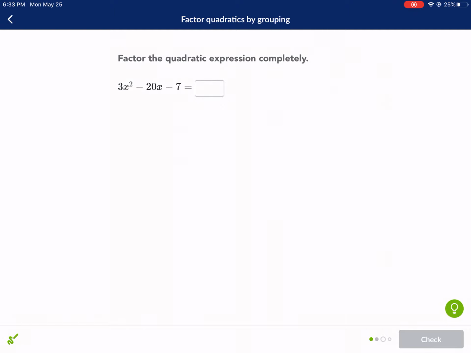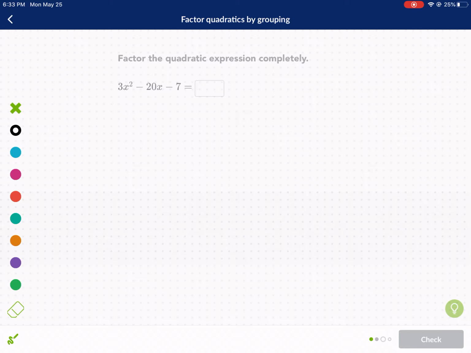This is part 2 of factoring quadratics by grouping in our Khan Academy tutorial. So we're going to go ahead and pick up where we left off. Here we have two parentheses we're going to make here.